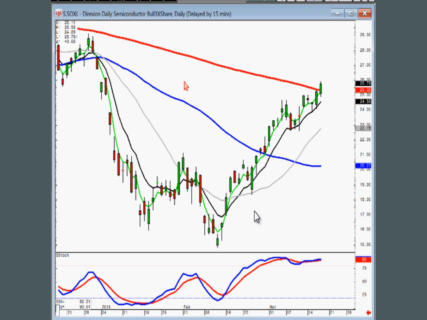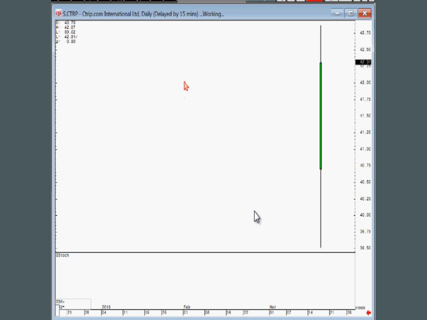Stay long on this one. You can see how the T-line crunch is kind of pushing this up through the 200-day moving average.